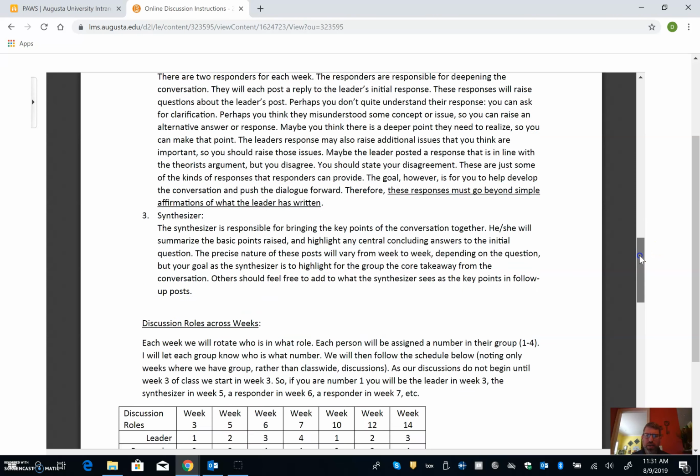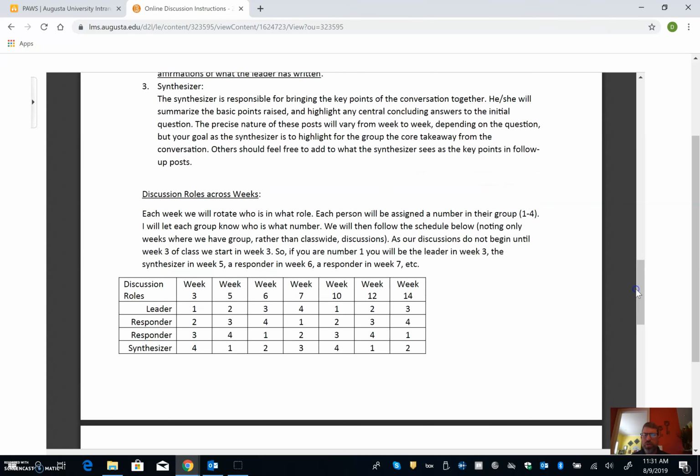You can see down here, because you're organized into groups of 4, we will rotate across the weeks as to who is in what particular role. So we won't begin these conversations until week 3. And there we will have the person who's assigned. I'm going to assign each person a number, and I will let you know what your number is in the coming weeks once I put you into groups. And if you're number 1 in the group, that means you're going to be the leader in week 3. If you're number 1 in the group, what that means is in week 5, for our second group discussion, you're going to be the synthesizer. And then in week 6, you're going to be one of the responders. And in week 7, you'll be another responder. And then back to the leader in week 10.